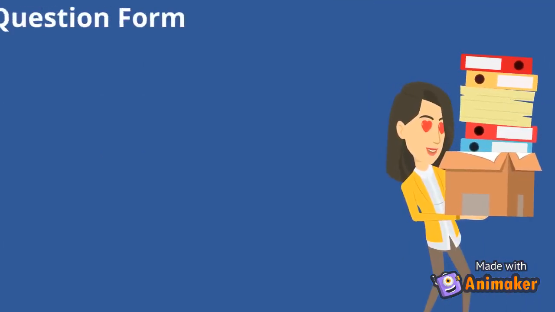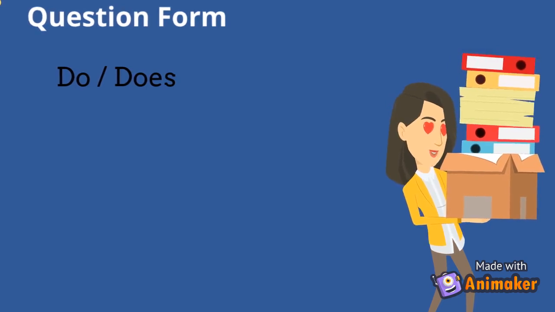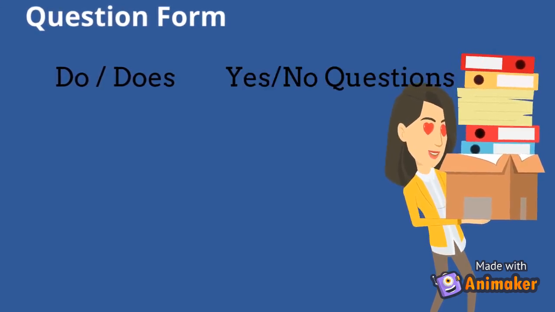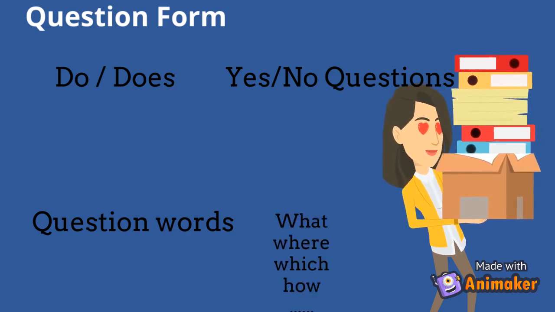How to form a question. If the answer starts with yes or no, we start the question with do or does. But if the answer doesn't start with yes or no, we don't start the question with do or does. We use question words like what, where, which, how, and so on.